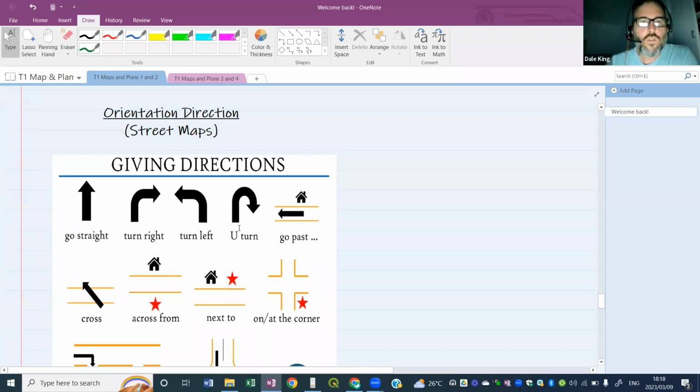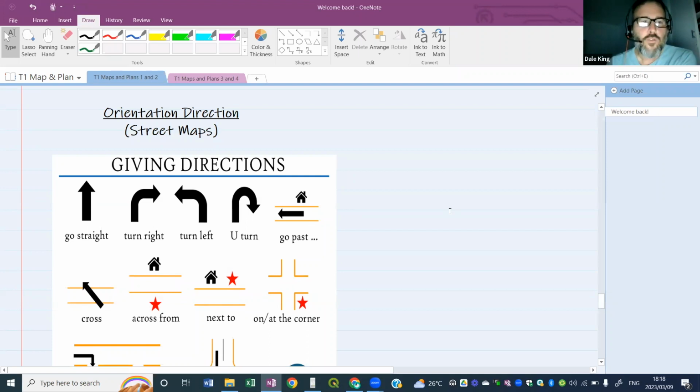You can say do a U-turn, which means if you're going in one direction, you need to turn around and go back in the other direction. Go past a point. Now this is very important because often when you do this, you always use go straight, turn left, turn right, but you don't use the words go past. Especially if it's a very short distance, it's important to refer to places on the map.